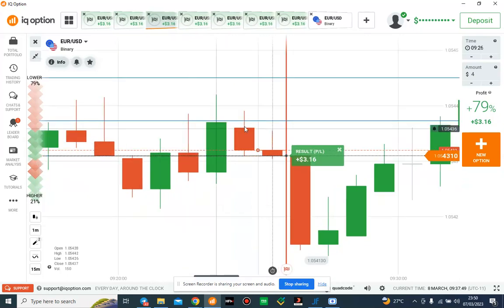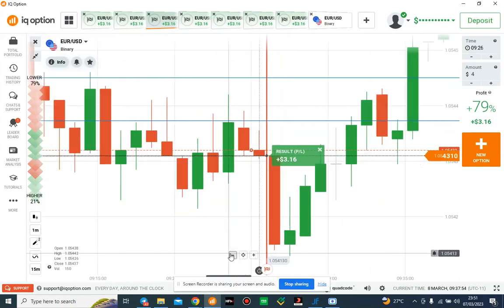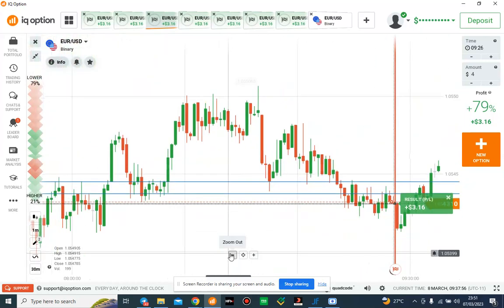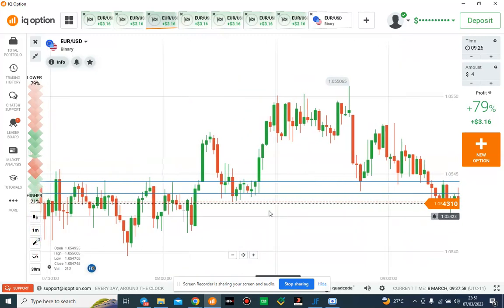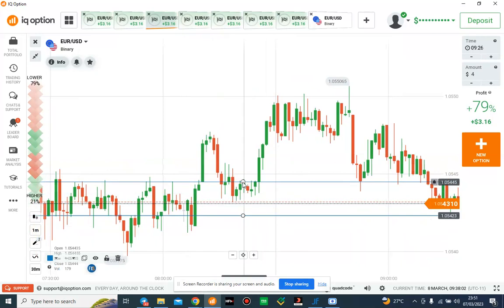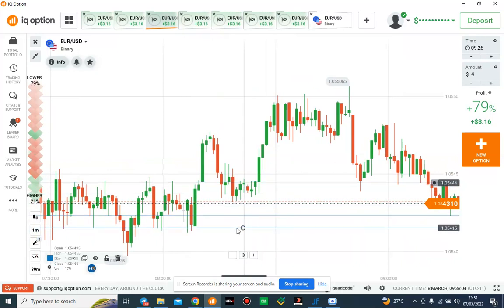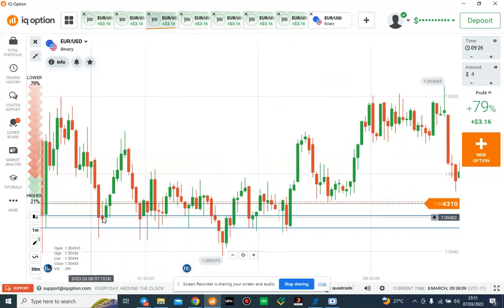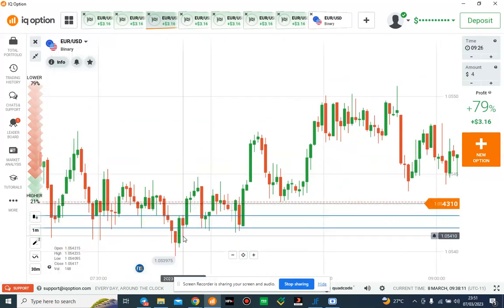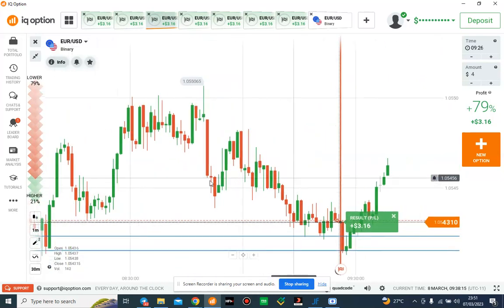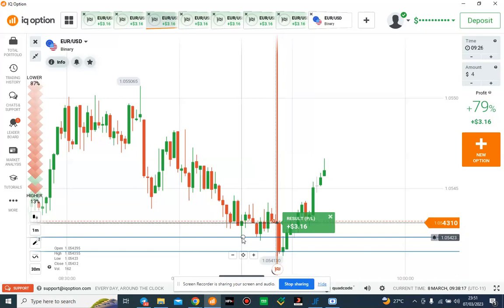Then the third trade, I go with sellers again because the next buyer's area is here. Remember I told you the market will be moving up and down, bouncing from buyer's area to seller's area, and from seller's area to buyer's area. This is also a buyer's area which I've drawn on the left side. You see so many buyer's entries. This is a fake breakout. Here you see again buyer's entry, and that is where this candle rejects.